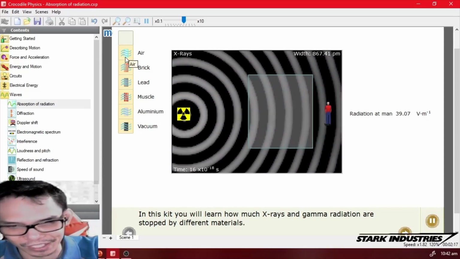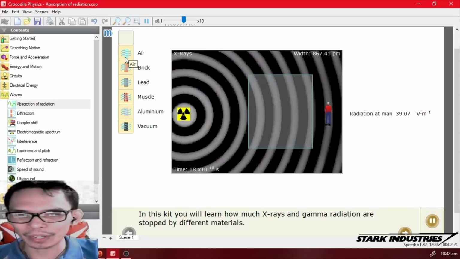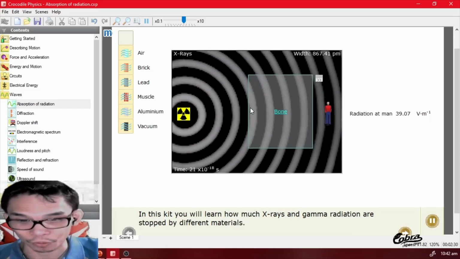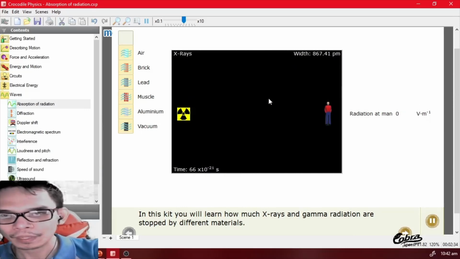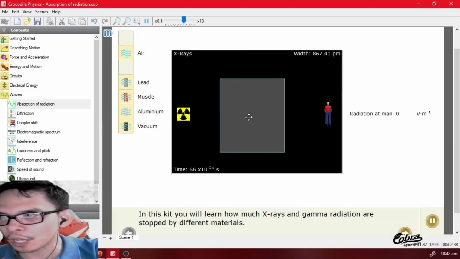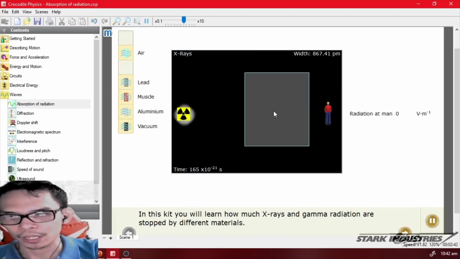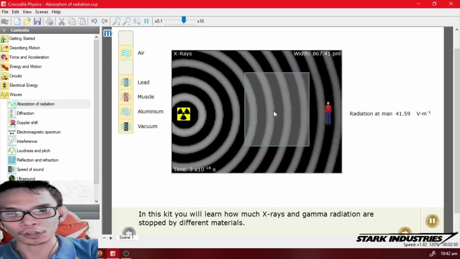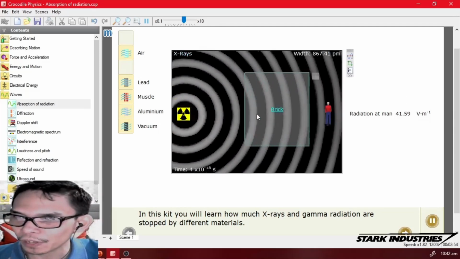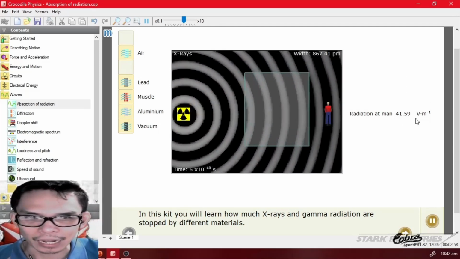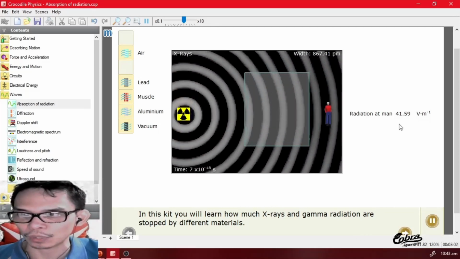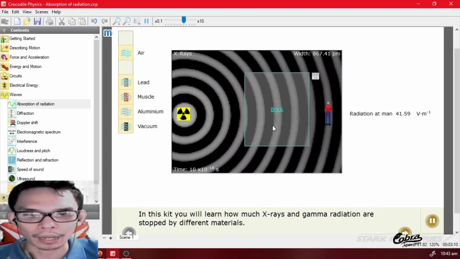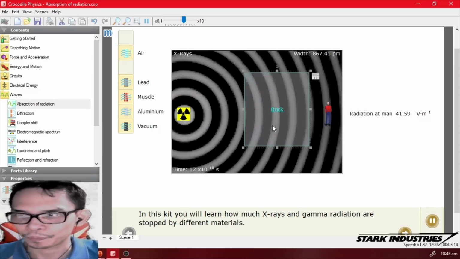So logically speaking, the air can allow X-ray to pass through, so let's delete this one. Let's take a look at brick. Suppose you have a concrete barrier on your house. Is it possible to block the ionizing radiation using only the concrete barrier? As you can see here, it doesn't block a lot of radiation. So the brick fails to shield us from radiation.